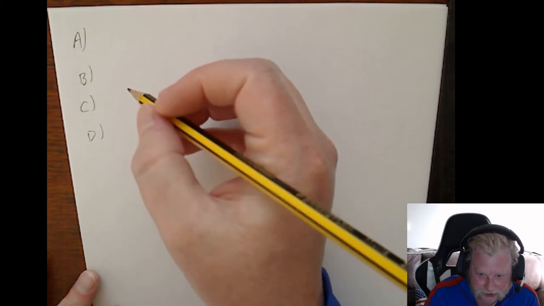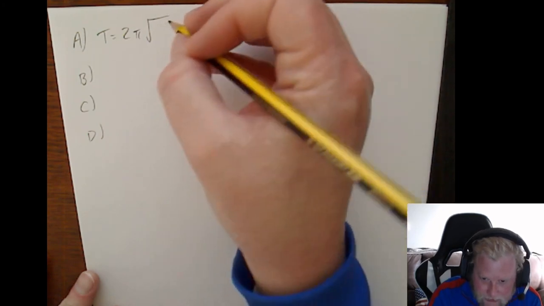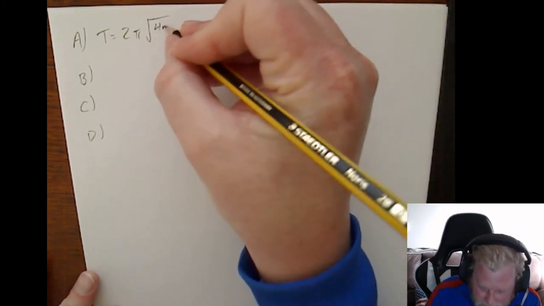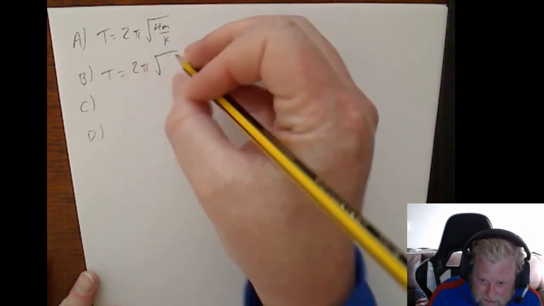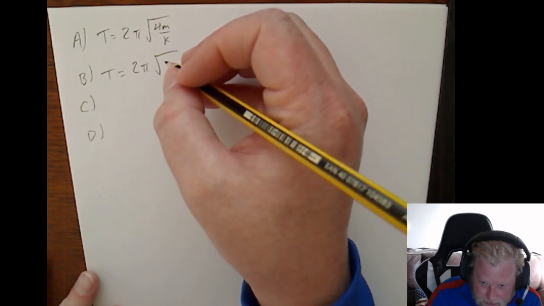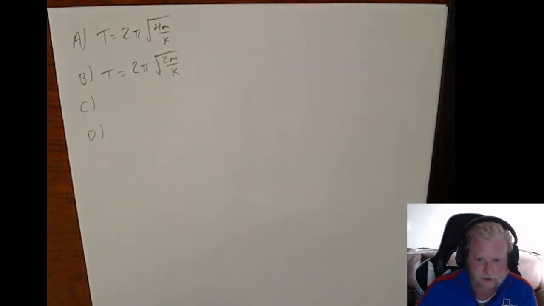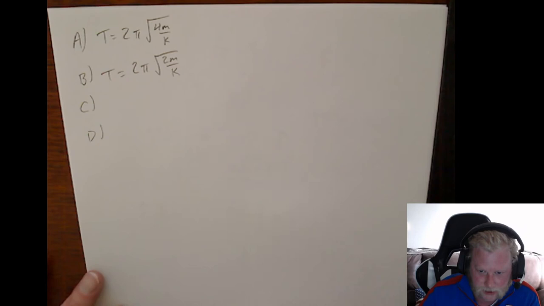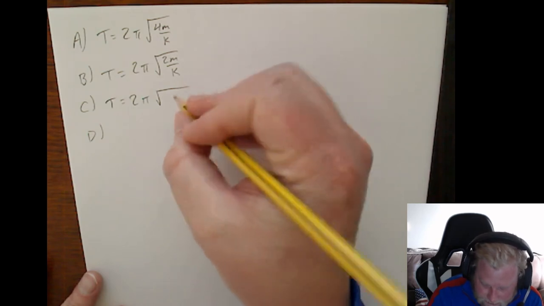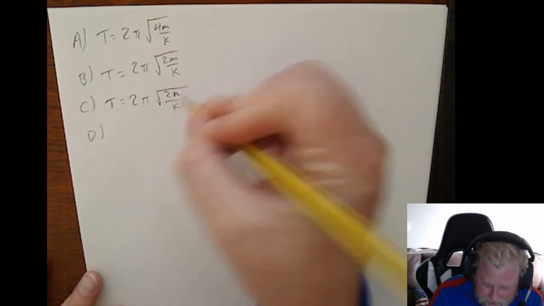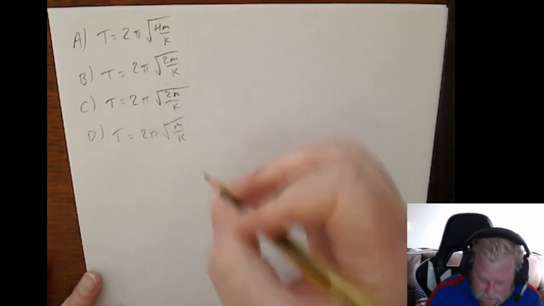So let's look at the period for each one of these. The period for A would be 2 pi times the square root of 4m over k. The period for B would be 2 pi times the square root of 2m over k. Period of C would be T equals 2 pi times the square root of 2m over k. And the period of D would be 2 pi times the square root of m over k.